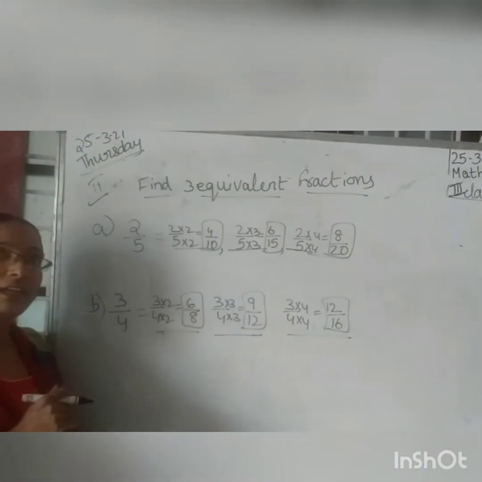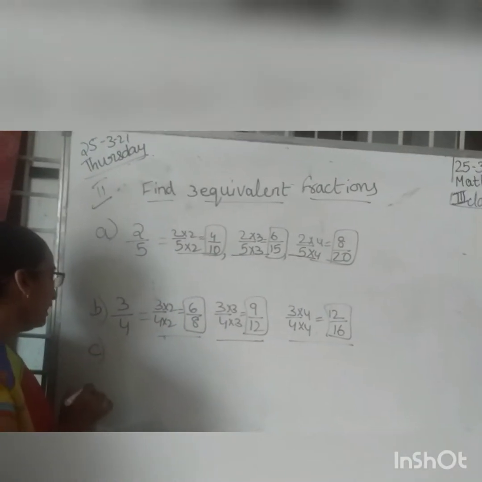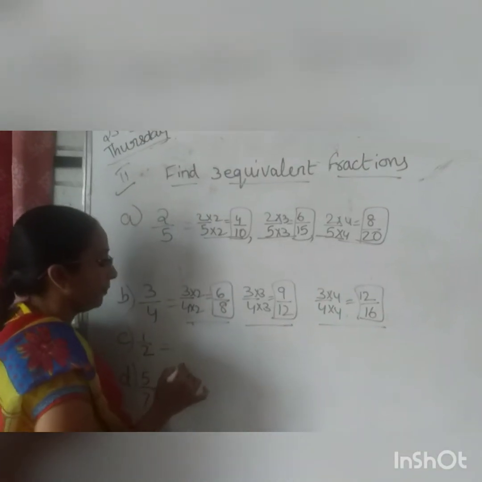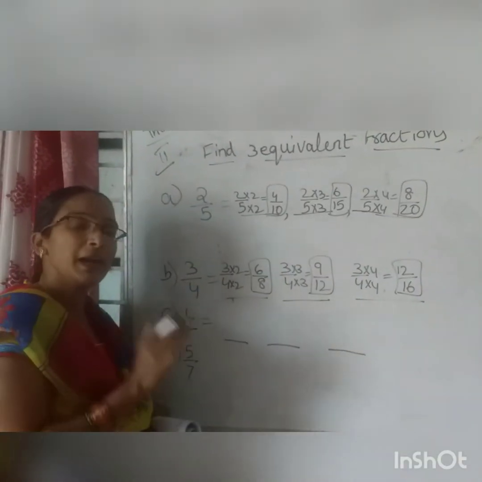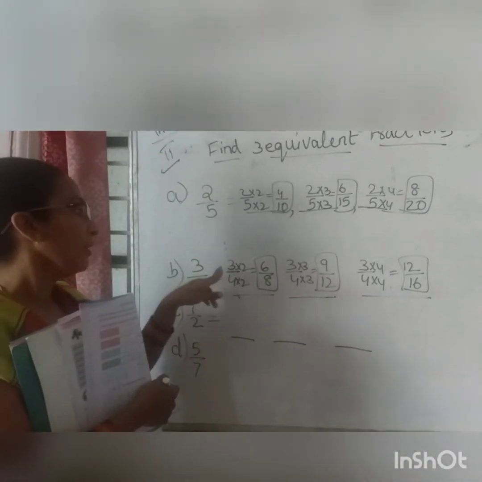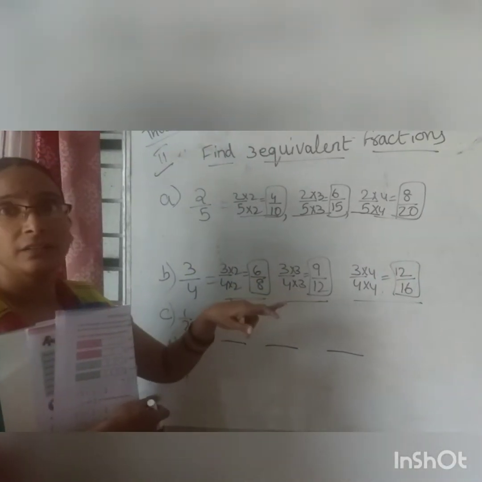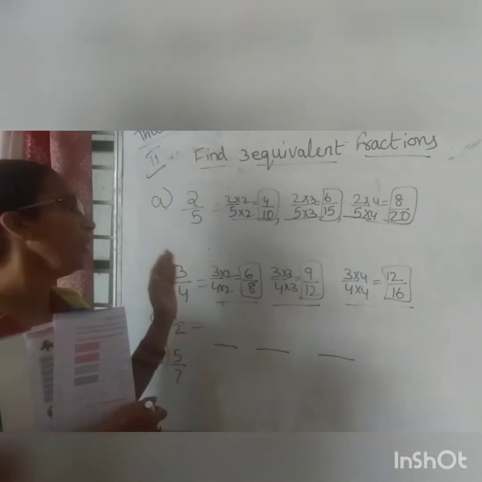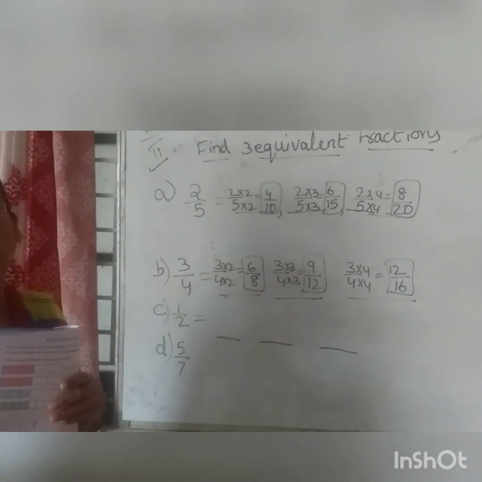Followed? How to write equivalent fractions? Did you follow? See, now C and D are for homework, children. Here again, the same number for numerator and denominator: you have to multiply with the same number. You can even multiply with 5, 3 5s are, 4 5s are, or 6, 3 6s are, 4 6s are. Like that also we can do, not only 2, 3, 4. We can multiply with any other number also.